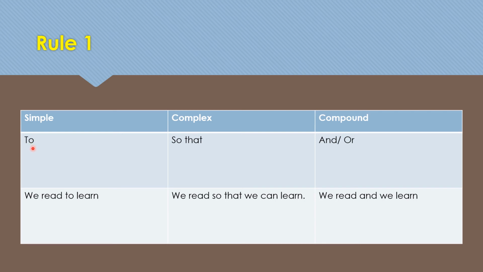So if in the simple there is to, that is the infinitive, we read to learn, this is the infinitive to learn, then in the complex you will use the subordinating conjunction so that, and the sentence will be we read so that we can learn. In the compound you will use the coordinating conjunction and or, and the sentence will be we read and we learn. So just remember that if there is to, in the complex you will use the subordinating conjunction so that, and in the compound you will use and.